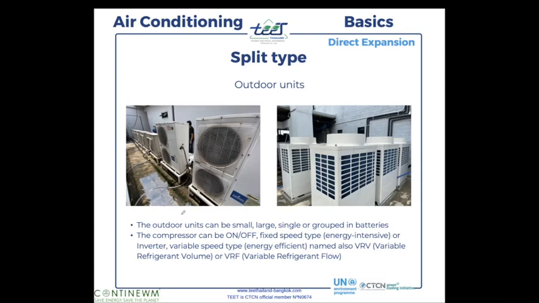We have different types of compressor, what we call on-off, which are non-inverter, okay? With a fixed speed of the compressor. That means when the compressor is on, it has only one speed, okay? So you compress the gas, whatever the need, at the same speed, okay? This is non-inverter, on-off.